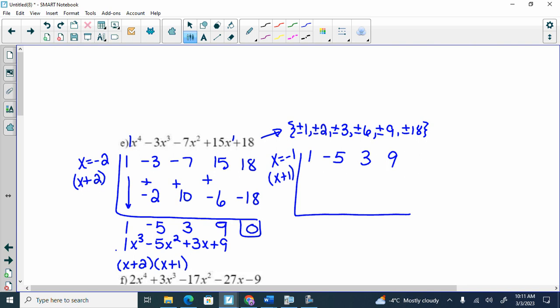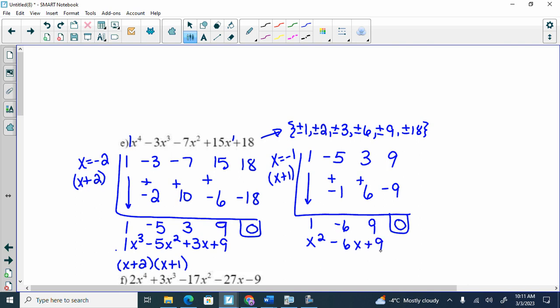Then we bring down the 1. 1 times -1, -1. Add it. -6. -1 times -6, 6. Add it. 9. -1 times 9 is -9. And then happiness ensues because I have a remainder of 0. X squared now, minus 6x plus 9.